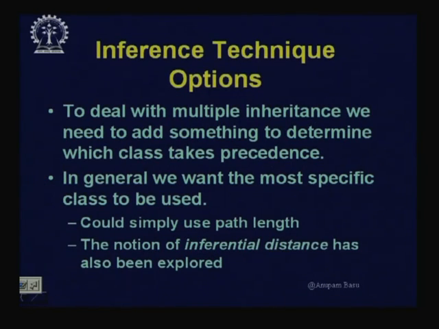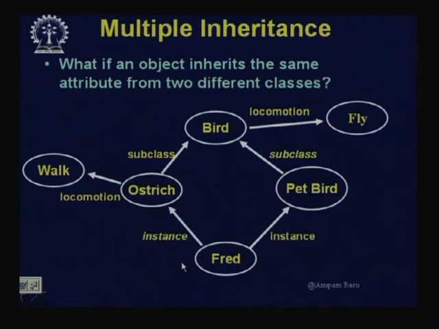In general, we want the most specific class to be used, all right. So, we could simply use the path length, thus the depth. The notion of inferential distance can also be explored. So, it could be something like this, that the path length of fly is at least 1, 2, and the path length of walk is 1. So, whoever's path length is less is more specific, and that is more valid. We could have taken that.